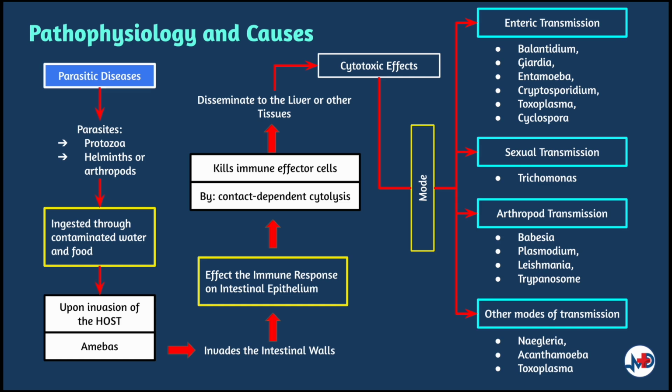Let's take a look at an example, Entamoeba histolytica. Mature cysts are ingested via contaminated water or food, and after excystation in the small intestine, trophozoites inhabit the large intestine and can either invade the tissue or are eliminated in the stools. Upon invasion of the host, amoebas are capable of killing immune effector cells by contact-dependent cytolysis, possibly by a calcium-dependent mechanism.